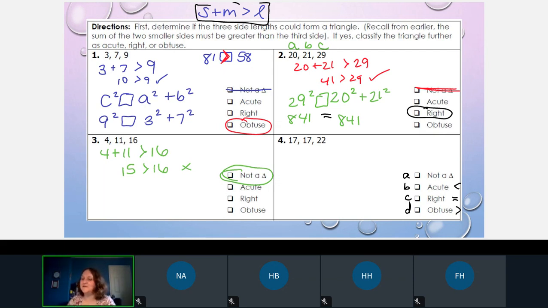I don't think it could be all of the above there, Max. That'd be kind of weird to be acute, right, and obtuse at the same time.